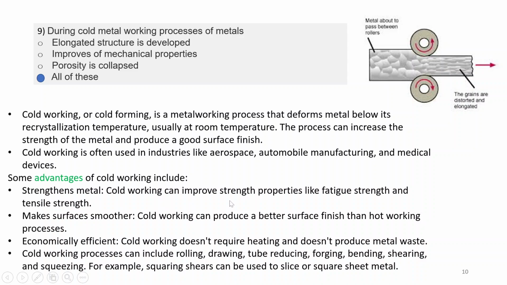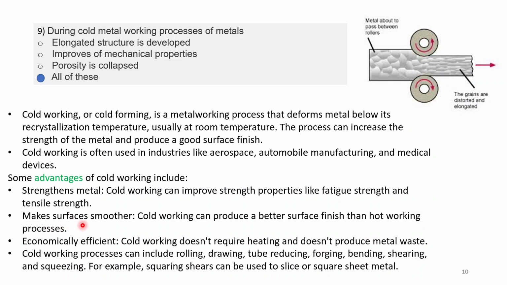So cold working can improve strength properties like fatigue strength and tensile strength because surface finish improves. And in case of fatigue strength, your crack always starts from the surface. So if you provide better surface finish, then it will have better fatigue strength.